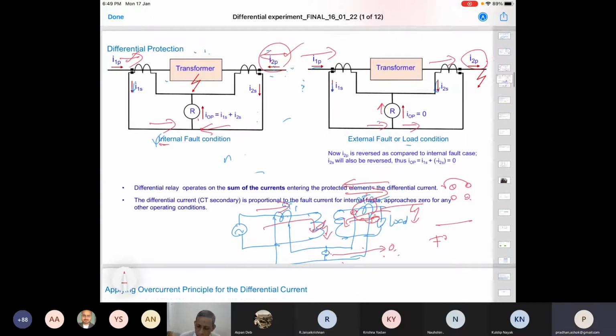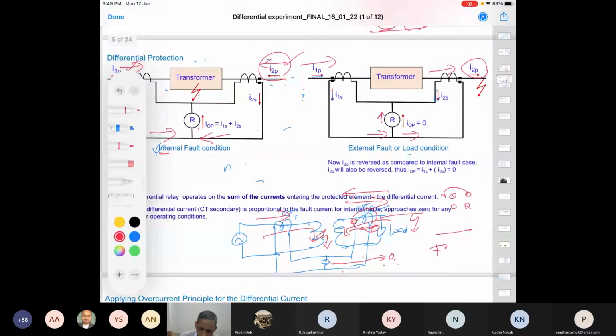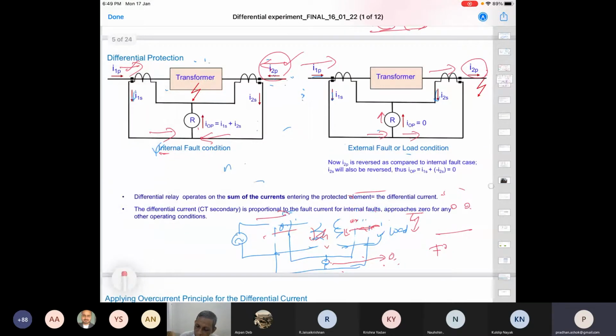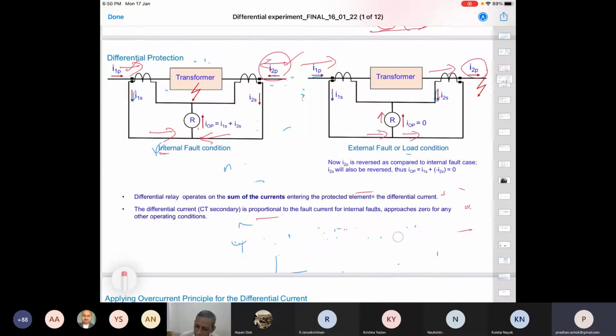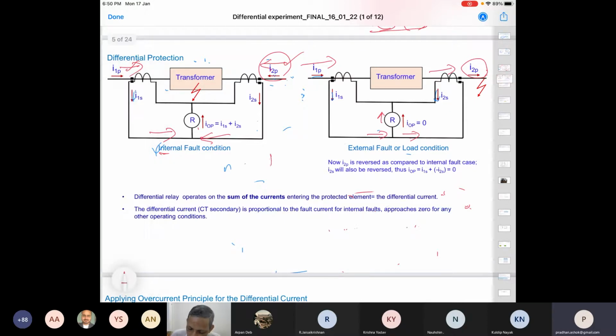Now, our question was what should be the corresponding current here? What should be the corresponding relay here? Which relay should I pick up now? This R means what? Is it overcurrent? Is it something else? That is the point we have come to now: what does R here stand for? This is the relay we are talking about, which needs a connection like this, and that relay is called a differential relay.